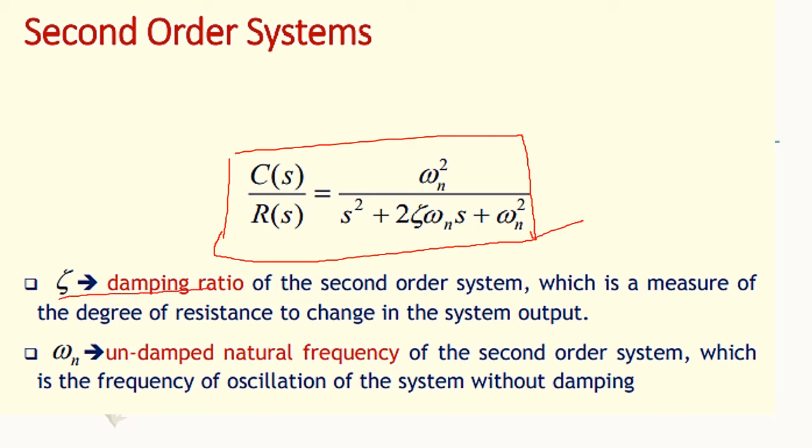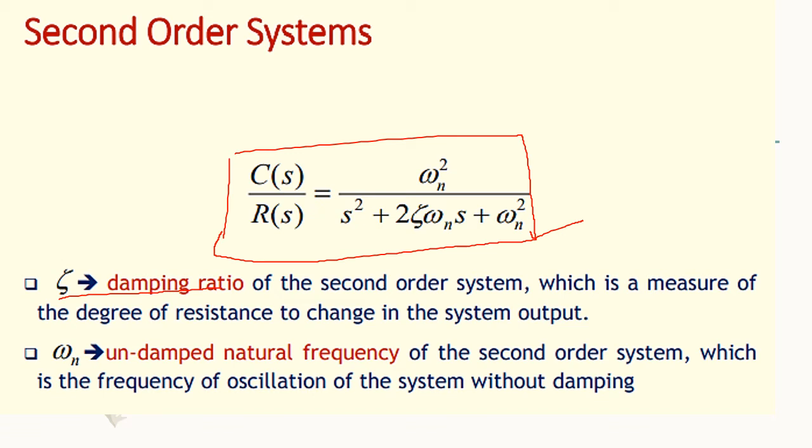Now what is zeta? Zeta is nothing but the damping ratio. Before going to the damping ratio, we should understand what damping is. Every system has a tendency to oppose the oscillatory behavior of the system, which is called damping. The damping is measured by a factor or a ratio called the damping ratio of the system.